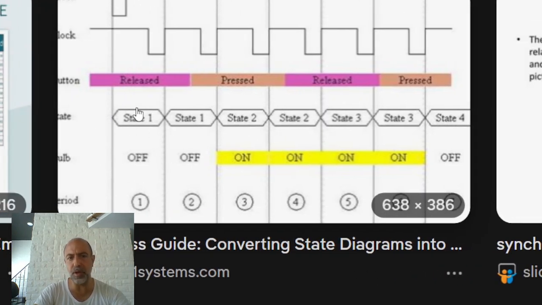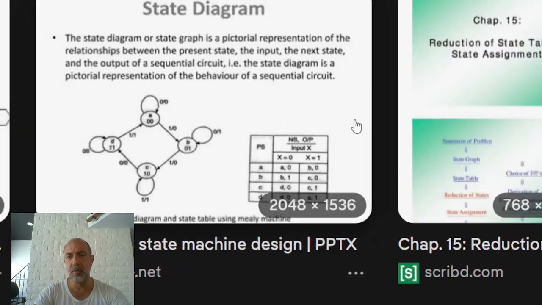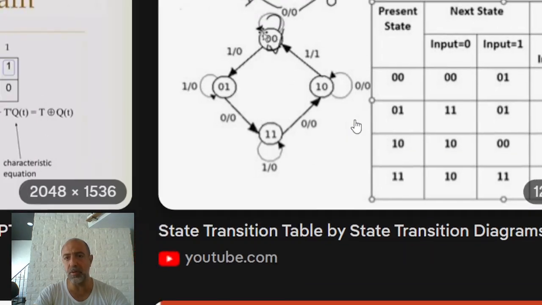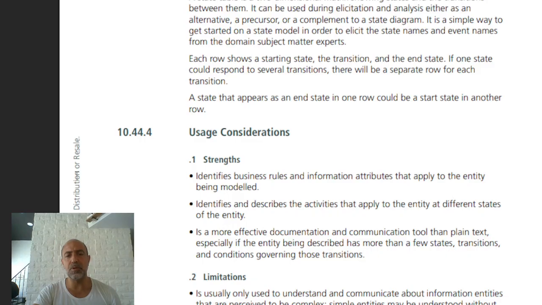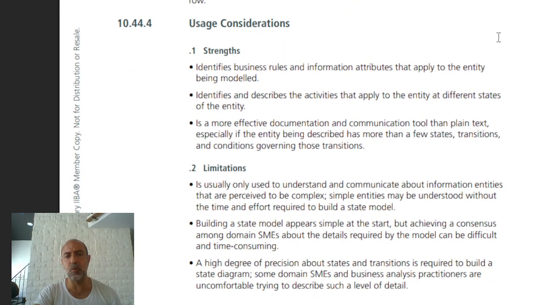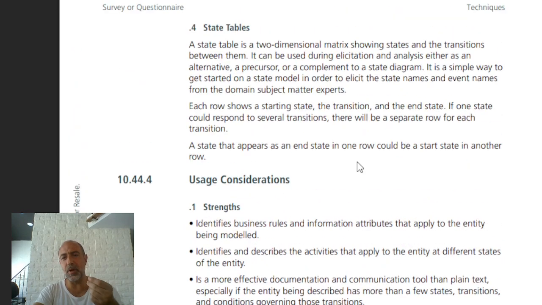State 1, state 2, state 3, and each state has different conditions, right? But how would it look if we're thinking about it as a matrix? Maybe I was wrong, but I was trying to imagine a two-dimensional matrix showing states and the transitions. So state 1 and what needs to be completed for us to move to state 2, right? It can be used during elicitation and analysis. We fill it beforehand in order to understand how the future states would look. A state that appears as an end state in one row could be a start state in another row. Right? That's what they're kind of saying.